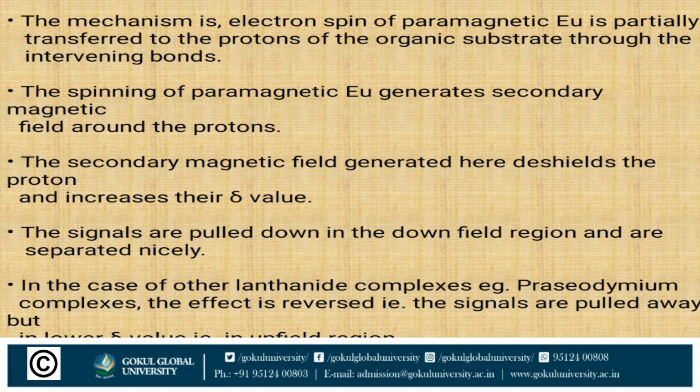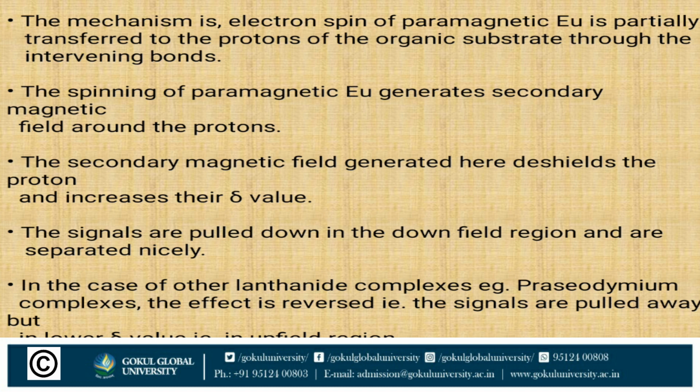The spinning of paramagnetic europium generates a secondary magnetic field around the protons. We saw magnetic fields in proton NMR spectroscopy: how the protons in the nuclei produce a magnetic field. In the nuclei there are protons and neutrons; the neutrons are neutral and the protons are positive. The secondary magnetic field generated here de-shields the protons.